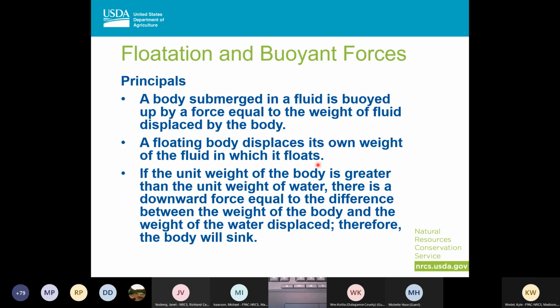The general principle that the handbook talks about is that a body submerged in fluid is buoyed up by a force equal to the weight of the fluid displaced. Basically, if your weight equals your buoyant force, it's going to be suspended in the water. It won't sink all the way to the bottom, but it won't float all the way to the top. If your buoyant force is greater than the weight of the object, it's going to float. And if the weight of your object is greater than the upward force of the water, it's going to sink.